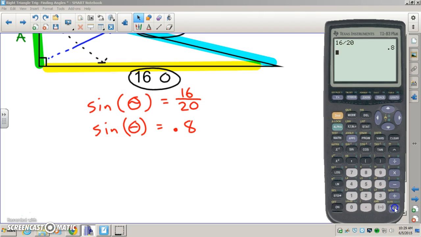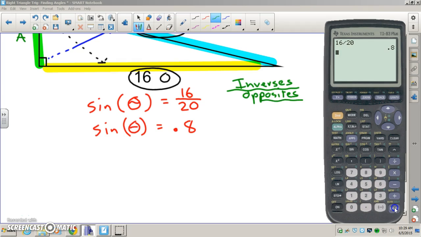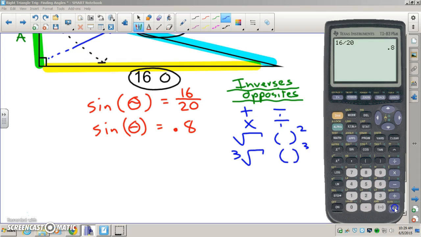Now, the big question here is how do you get theta by itself? How do you get the sine part removed? Think of inverses, or you might think of the word opposites. The opposite of plus is minus. The opposite of multiplying is dividing. The opposite of square rooting is raising something to the 2. The opposite of cube rooting is raising something to the 3rd. Those are pairs. If you want to get rid of a plus, you subtract. To get rid of a multiply, you divide.